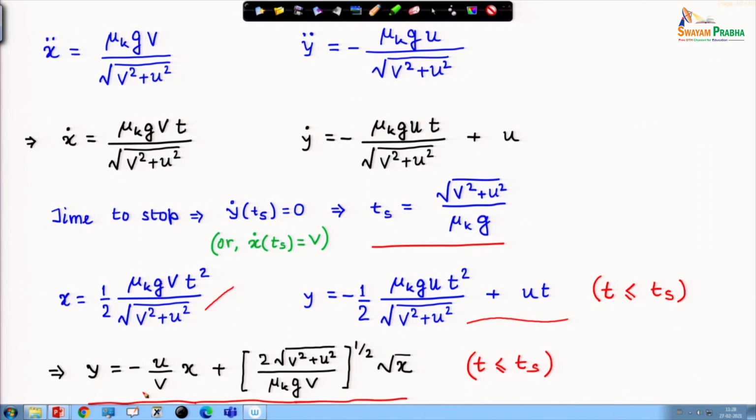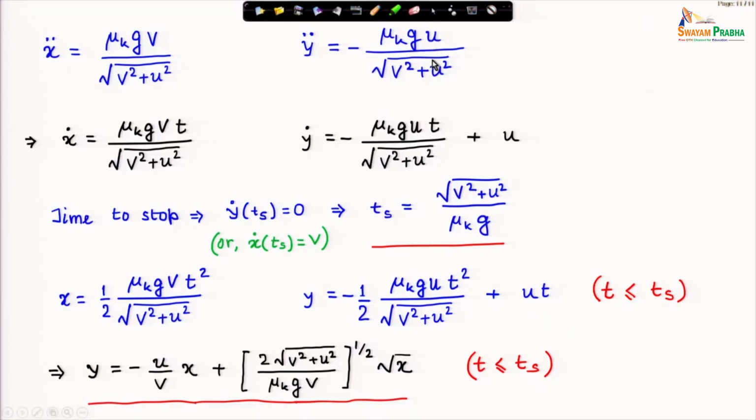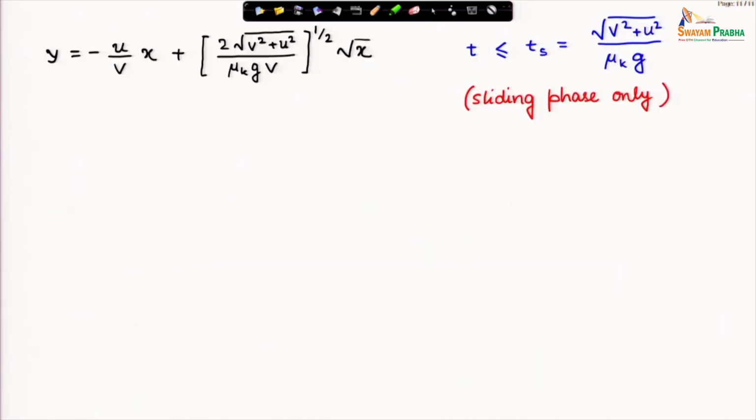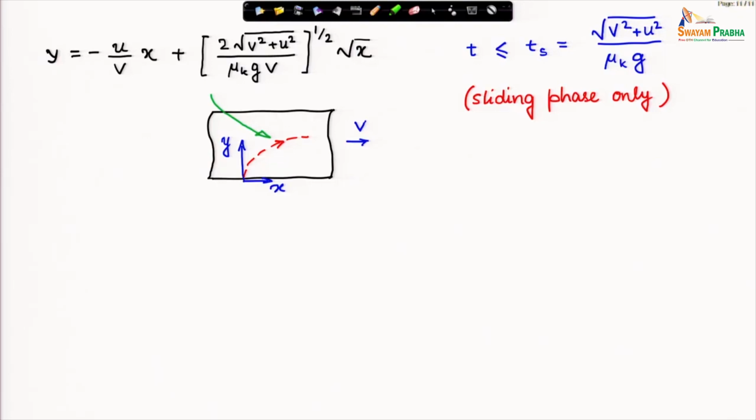So, there is a quadratic dependence of x on y, and this path is valid as long as time is less than or equal to the stopping time. Okay. So, this is our path as observed by the platform fixed observer, this is the belt and that was the approximate path. So, this must be the equation of that path in the x y coordinates fixed to the platform, fixed to the earth, not moving with the belt.